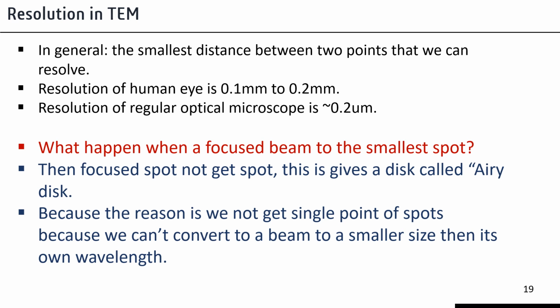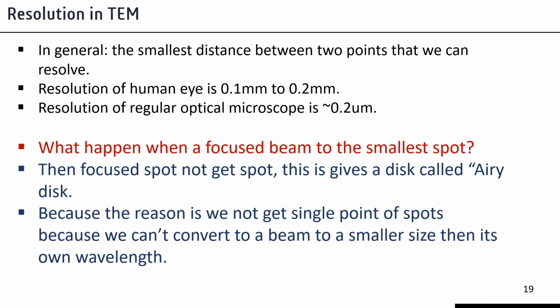In the case of resolution of TEM, generally the smallest distance between two points that we can resolve is called the resolution. The resolution of the human eye is 0.1 millimeter to 0.2 millimeter. The resolution of a regular optical microscope is 0.2 micrometer.